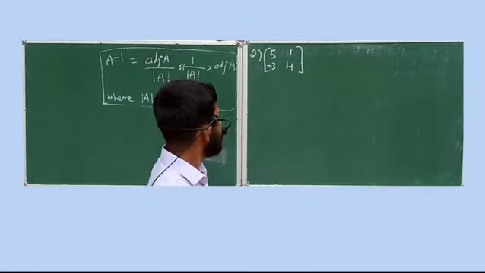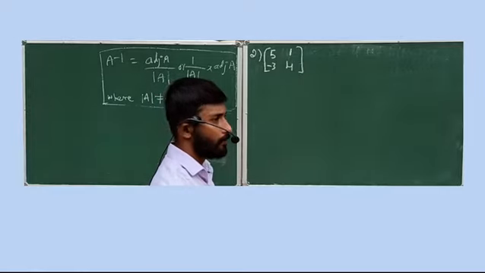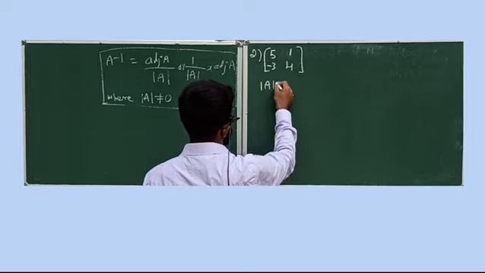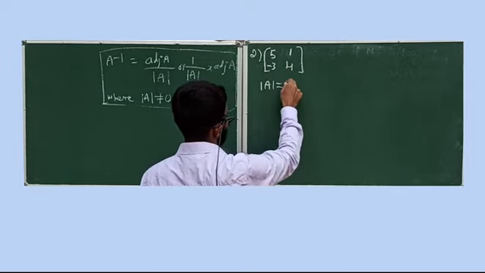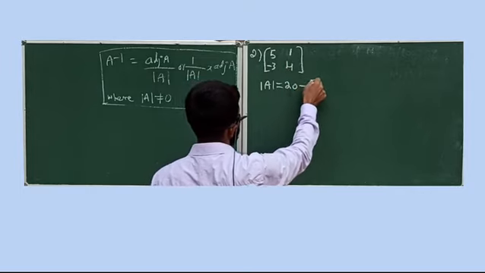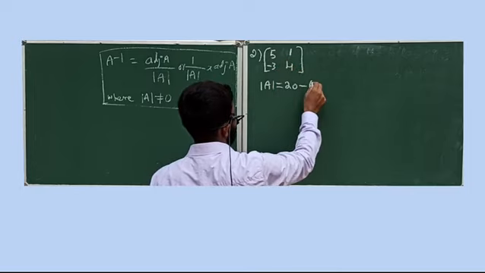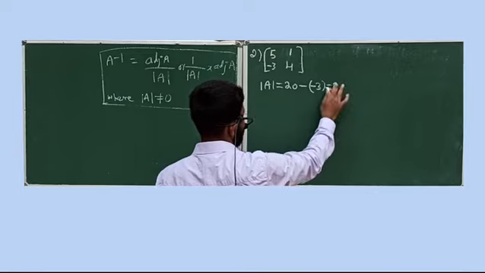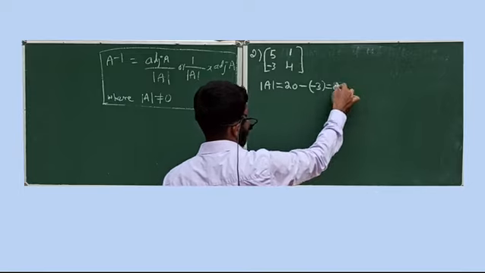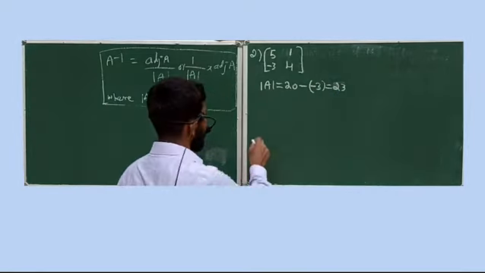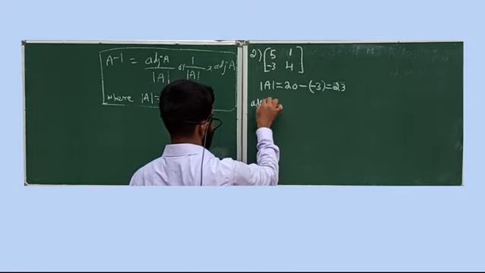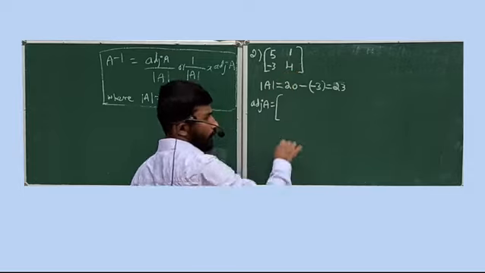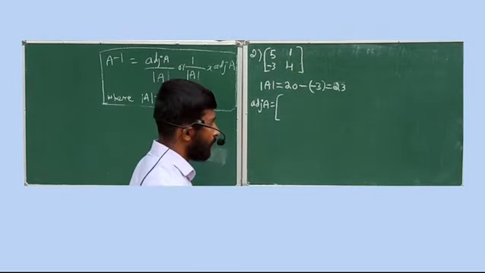See the second question. Matrix 5, 1, minus 3, 4 is there. First calculate determinant A. Determinant A is equal to product of diagonal entries, 5 4s are 20, minus product of non-diagonal entries, minus 3. Okay. 20 plus 3, it's equal to 23.